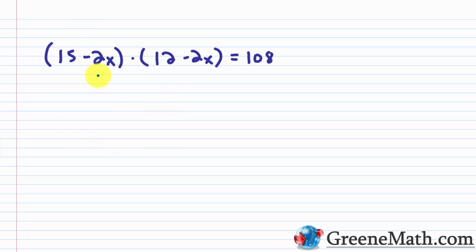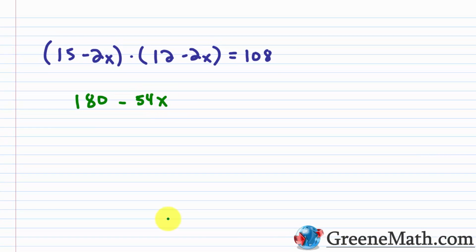So 15 minus 2x times 12 minus 2x, we're going to use FOIL for that. 15 times 12 is 180. Then 15 times negative 2x is minus 30x. Negative 2x times 12 is minus 24x. If I combine like terms, I'm going to have minus 54x. Then we have negative 2x times negative 2x, which is plus 4x squared. And then this is just equal to 108.